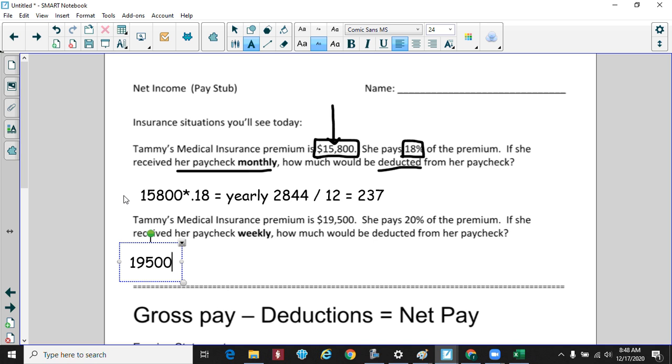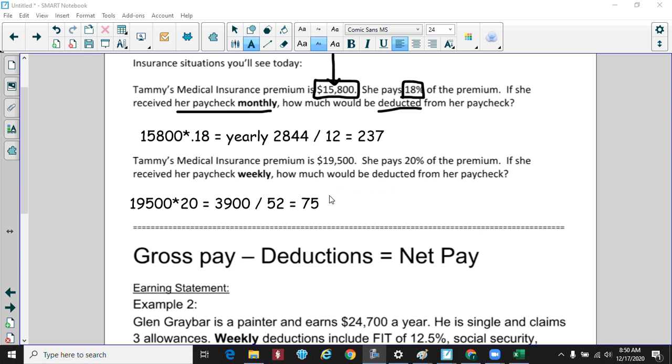So 19,500, we're going to multiply that by what she's responsible for, which is 20%. So 19,500 times 0.20, that means she has got to pay $3,900 a year. But it's evenly distributed amongst her paychecks, and she gets 52 of them. So that divided by 52, that means she is dealing with a deduction of $75 a week from her paycheck. Okay?